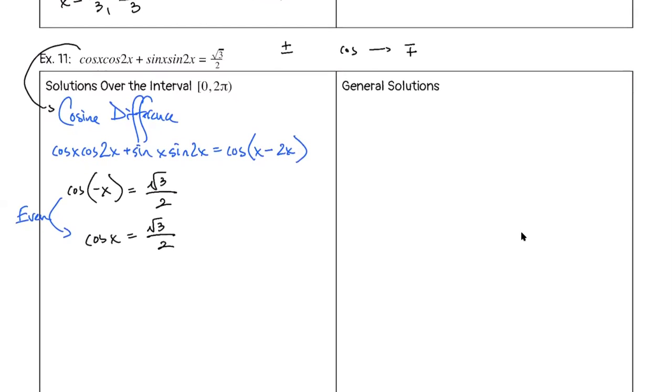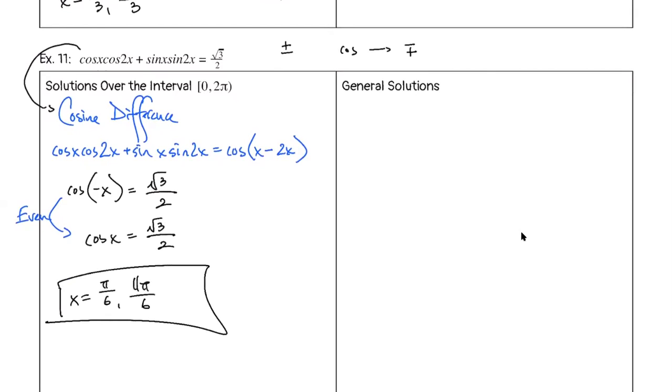All right, well, where are all the places where this is true? We've got pi over 6, and we've got 11 pi over 6, right? And are they separated exactly by pi? Well, I sure wish, then I would only need to write one solution, but they're not, so I have to write each one plus 2 pi k separately.